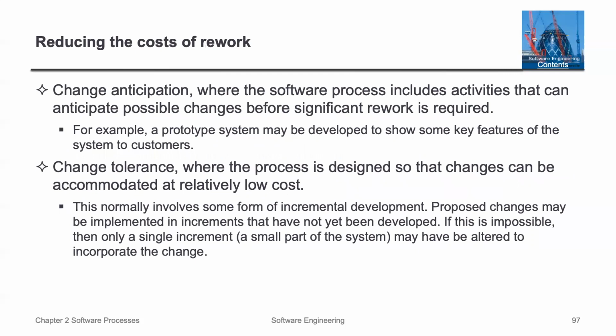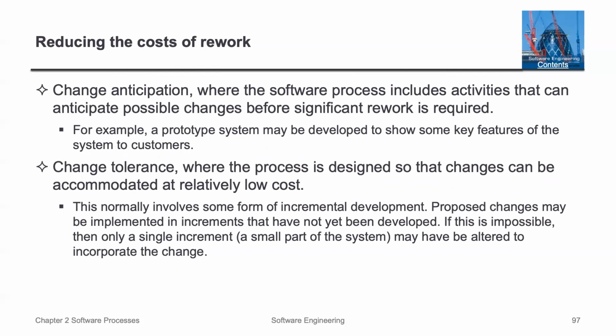If we want to reduce the cost of rework, there is change anticipation, where the software process includes activities that can anticipate possible changes before significant reworking is required. So that's always a good thing if you can anticipate change. For example, a prototype system may be developed to show some key features of the system to the customers, and you may be able to, as a result, figure out that, aha, here's something that needs to be reworked early. And then another area is something called change tolerance, where the process is designed so that changes can be accommodated at relatively low cost.